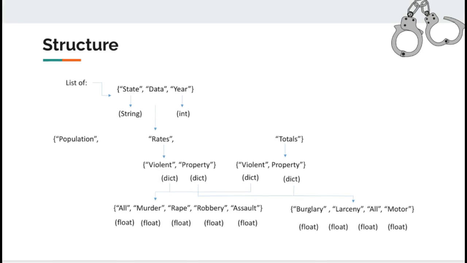So this is our data structure. The diagram on the right shows the structure of the abstracted data set. The entire data set is a list of dictionaries.